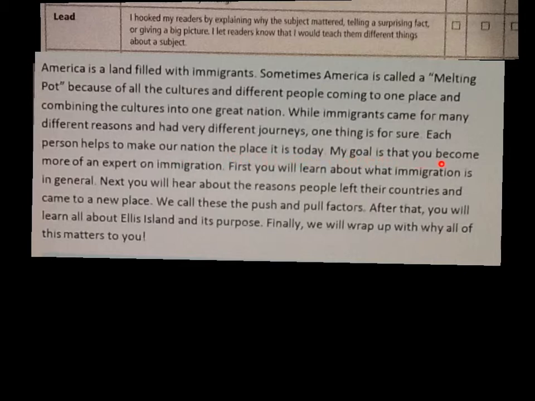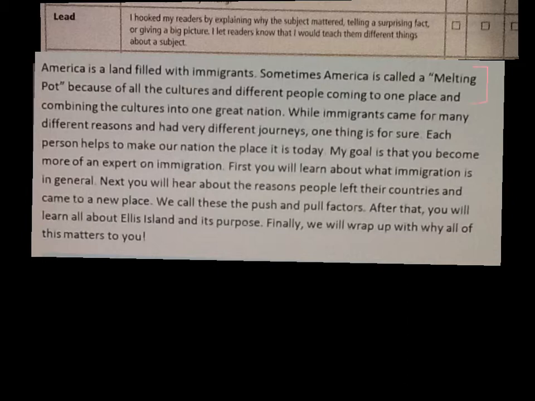My goal is that you become more of an expert on immigration. First, you will learn about what immigration is in general. Next, you will hear about the reasons people left their countries and came to a new place. We call these the push and pull factors. After that, you will learn all about Ellis Island and its purpose. Finally, we will wrap up with why all of this matters to you.